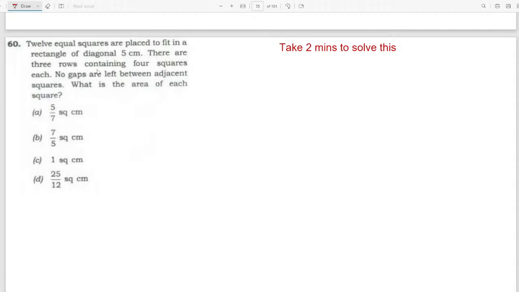So we'll see the solution here. They're saying that 12 equal squares are placed to fit in a rectangle of diagonal 5 centimeters. There are 3 rows containing 4 squares each. No gaps are left between the adjacent squares. What is the area of each square? They are saying that there is a rectangle with a diagonal that is 5 centimeters.